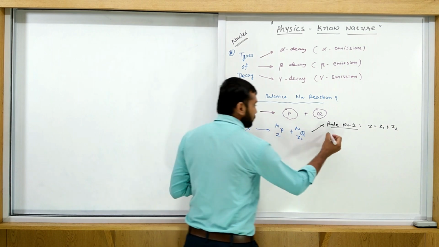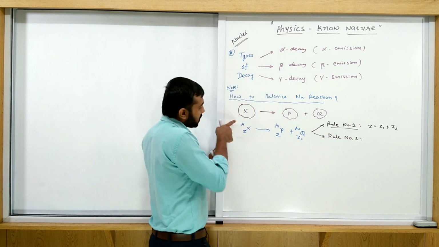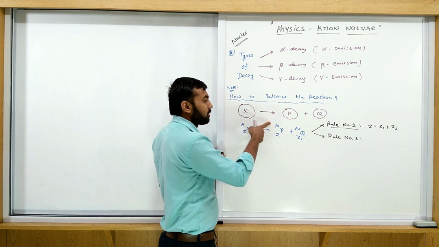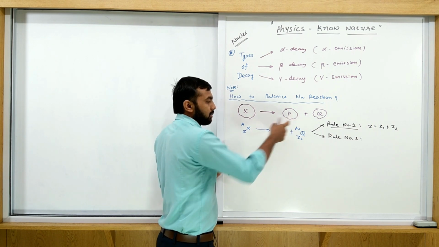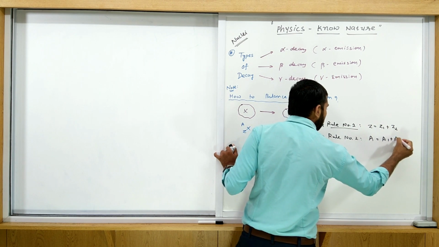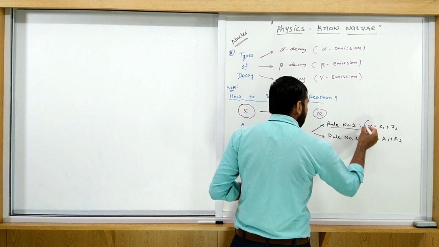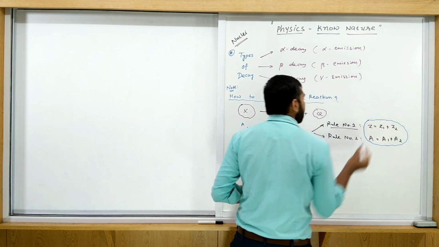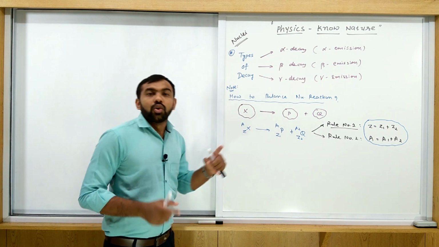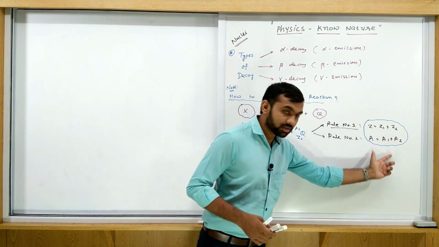And rule number two: the total summation of atomic mass on the left hand side is equal to the total summation of atomic mass on the right hand side. It must be the same. So the second rule is A is equal to A1 plus A2. All of you must remember this. Always, total Z and total A on the left hand side and right hand side must be the same.